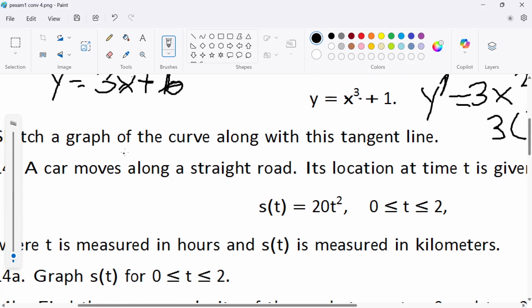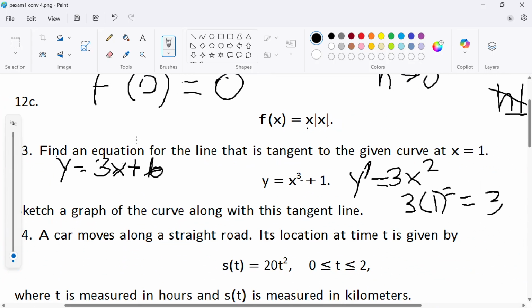All right, now I have to figure out what that is. So let me find a point here. It says at x equals 1. Well, when x equals 1, if I plug 1 in, 1 cubed plus 1 is 2. So at x equals 1, y equals 2. So now I have a point. I could put 2 equals 3 times 1 plus b. I subtract 3 from both sides. I get b equals 2 minus 3 is negative 1. So I know the equation of this line is y equals 3x minus 1.